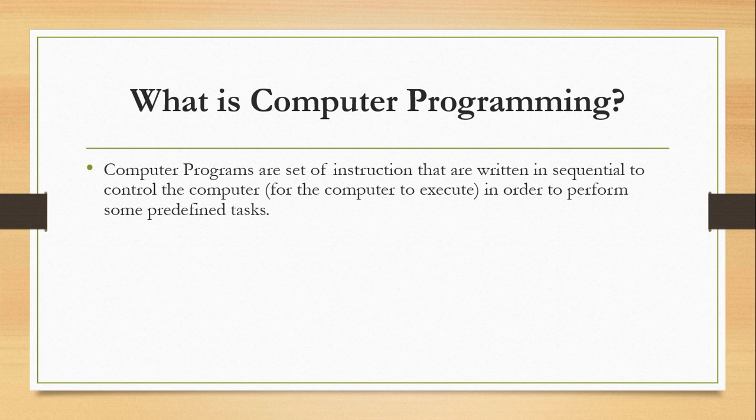Okay, now computer programs are simply a set of instructions that are written in a sequential order to control the computer in order to perform some predefined task. In a nutshell, you can just say a set of instructions given to the computer for the computer to execute. Okay, so now instructions are simply rules that govern a particular action.